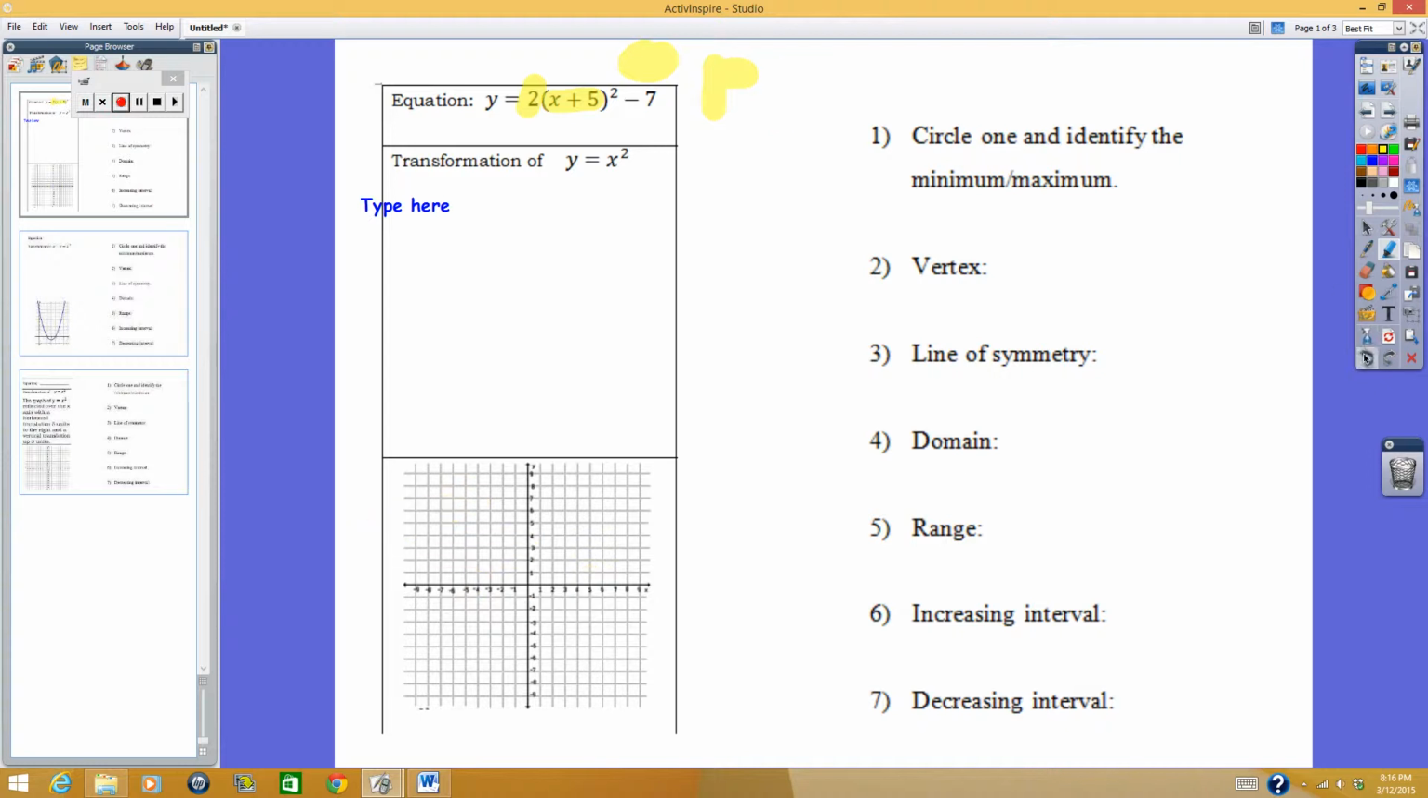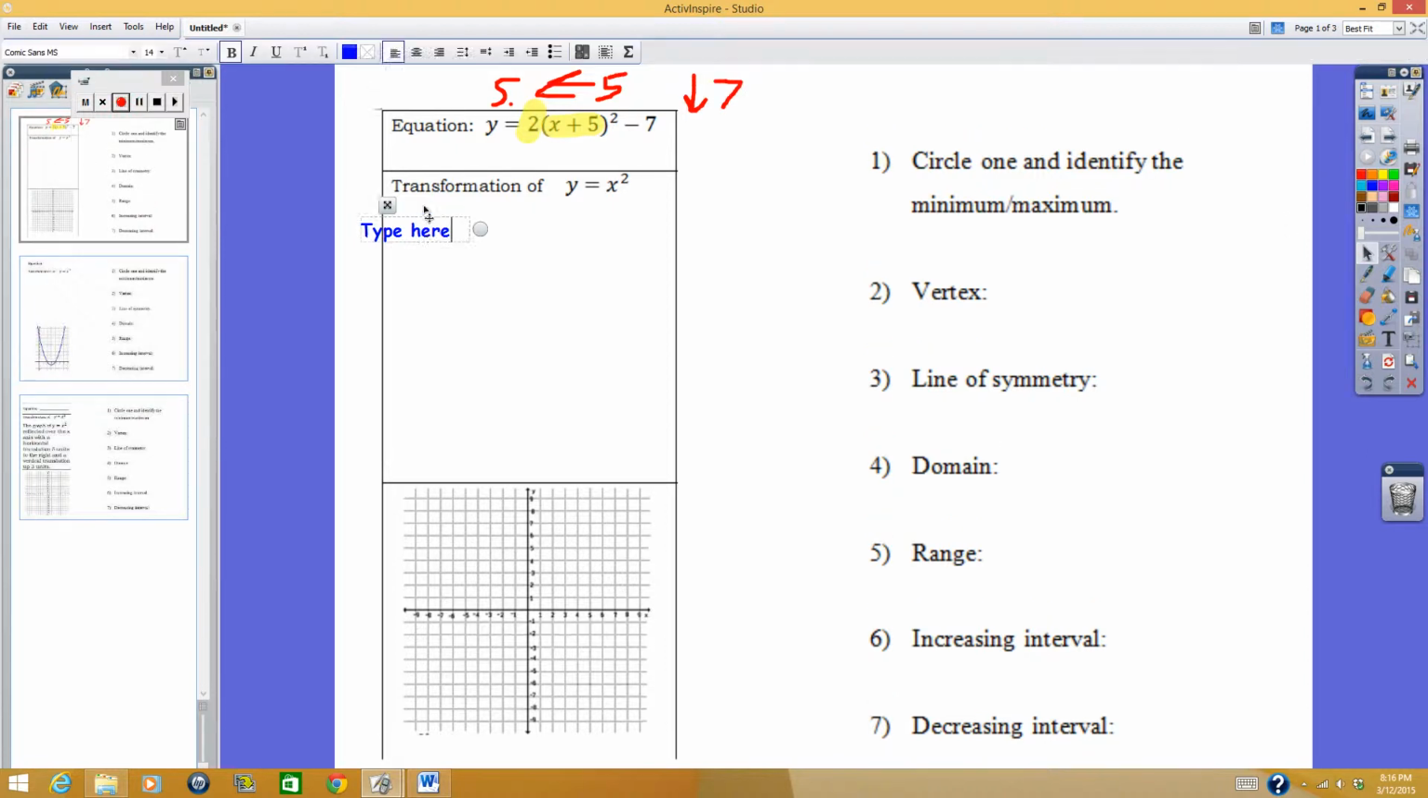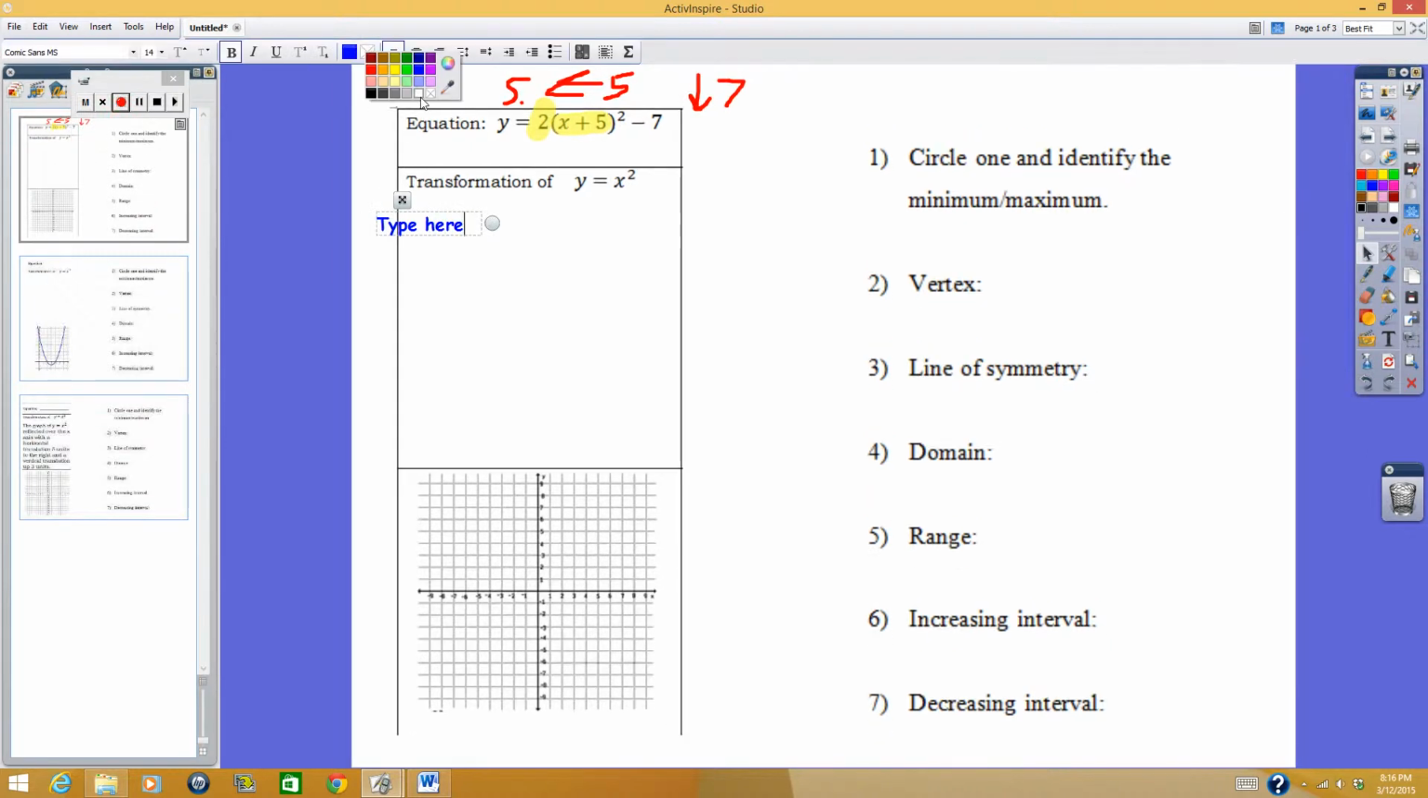So let me just take some notes of this stuff real quick. I'm going to write S for skinnier, or more narrow, to the left by 5. And I know this minus 7 out by itself, it could either make it move up or down. Since it's a minus, it's going to make it move down by 7. Now, let's make that sound educated instead of just saying, it got skinnier.